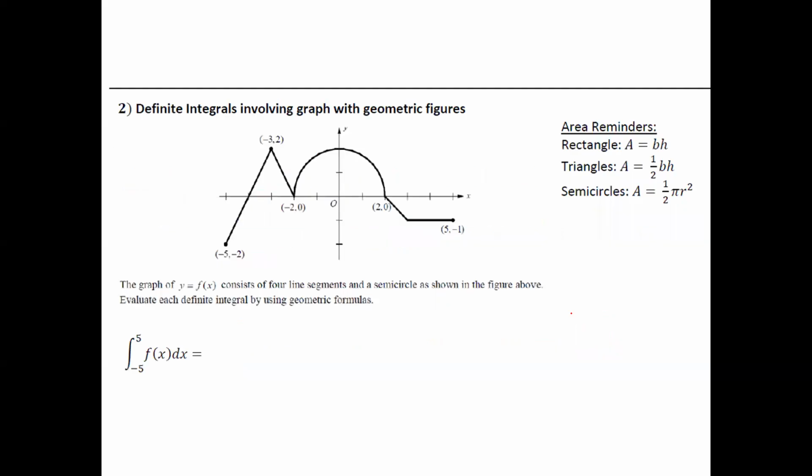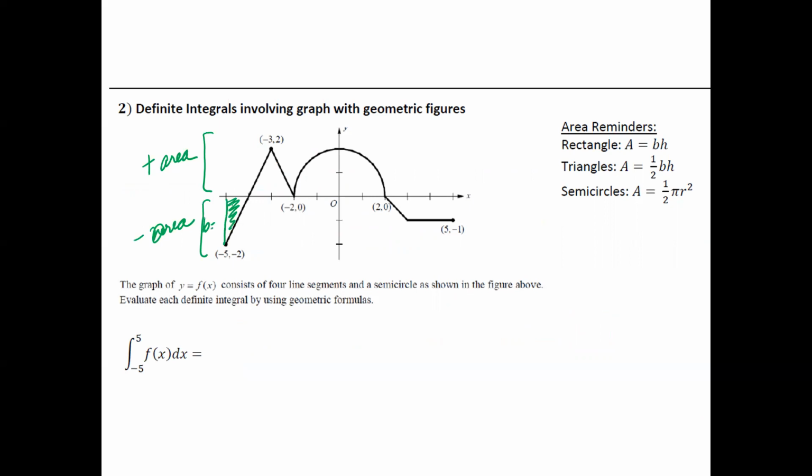Let's take a look at number 2. So how do you find the integral if it's involving a geometric figure? This is one where we have to find the area. Anything above the x-axis is a positive area. Everything below is a negative area. So looking at this, our first shape is going to be a negative, and this is going to be a triangle.